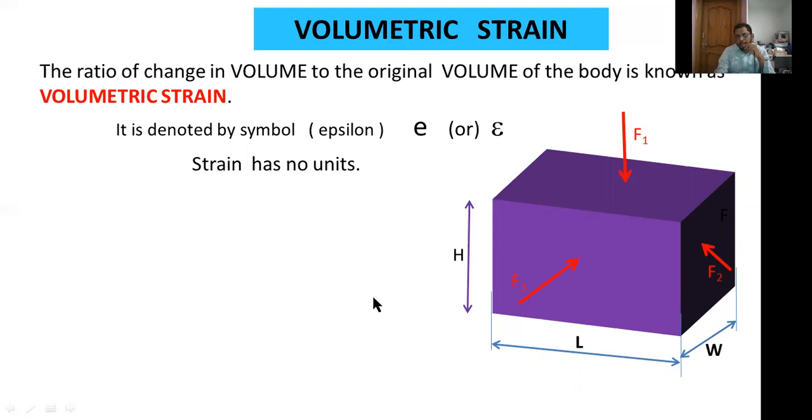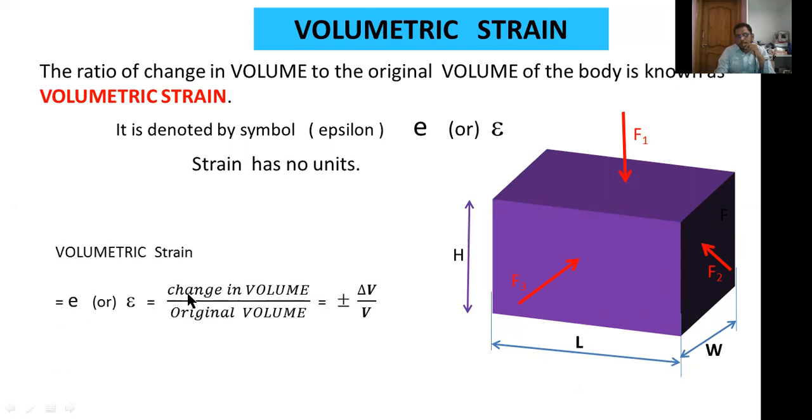So the volumetric strain is equal to change in volume by original volume, equal to delta V by V. Here the positive sign is for tensile loads. Okay, when you are applying tensile loads, then the component may elongate. If you are applying compressive loads, then the component may compress. That's why for compressive loads you have to consider negative sign. For tensile loads you have to consider positive sign.